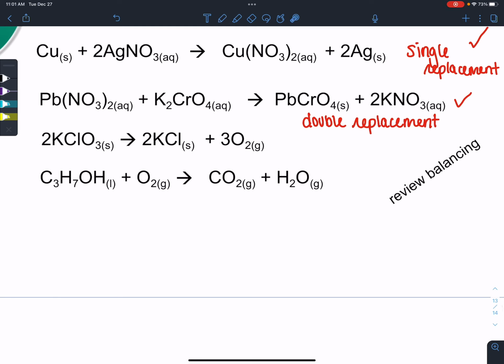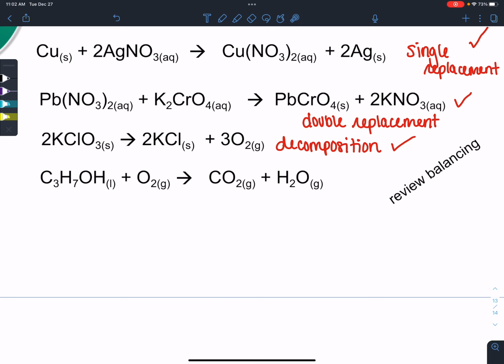All right, this next one, we've got a compound here. We've got potassium chlorate. And that potassium chlorate is going to break down into potassium chloride and oxygen. So we've got 1 reactant breaking down into 2 or more products. This is decomposition. And we are balanced. We've got 6 oxygens, 2 chlorines, 2 chlorines, 2 potassiums, 2 potassiums, and 2 chlorines.